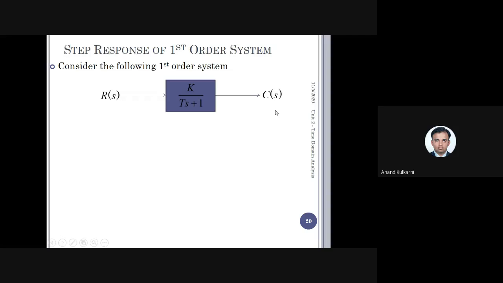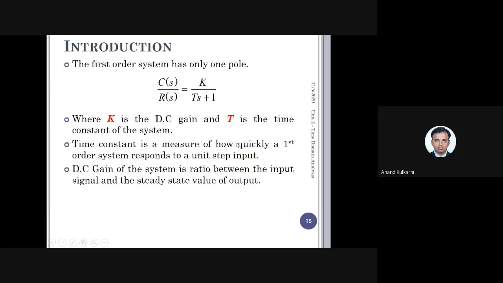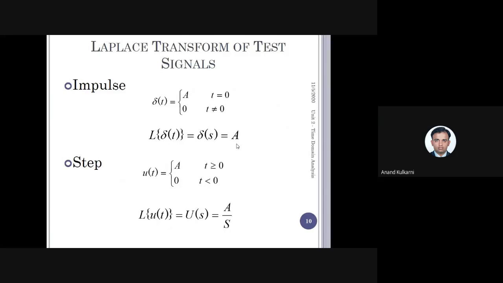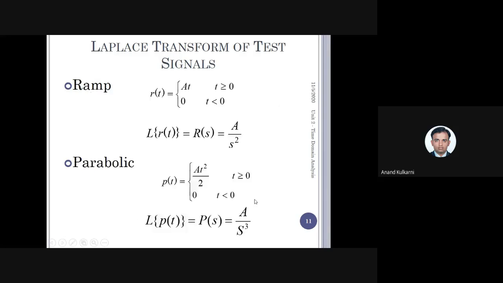Then the first order system subjected to step input. So step input, that is unit step input, that is value is 1. So R of S in that case is 1 upon S. We can go back to that. See here, step input A by S is there. Here A is 1 unit. So it is 1 upon S.